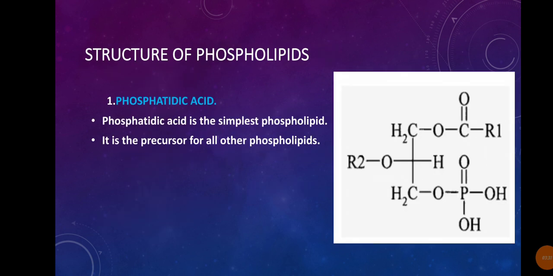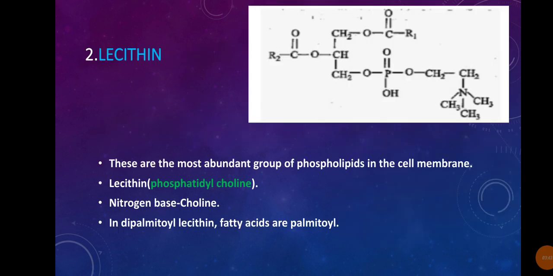Structure of phospholipids. Phosphatidic acid. Phosphatidic acid is the simplest phospholipid. It is the precursor of all other phospholipids. The figure of a phosphatidic acid is shown here. Then the lecithin. These are the most abundant group of phospholipids in the cell membrane.